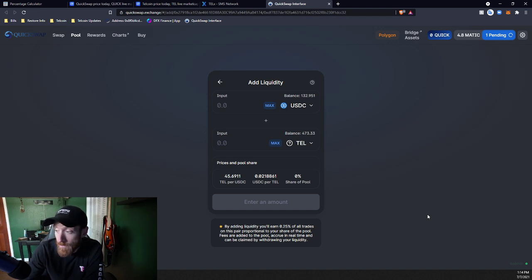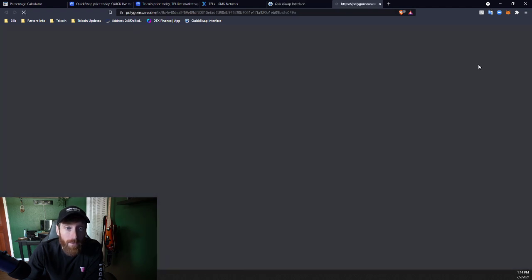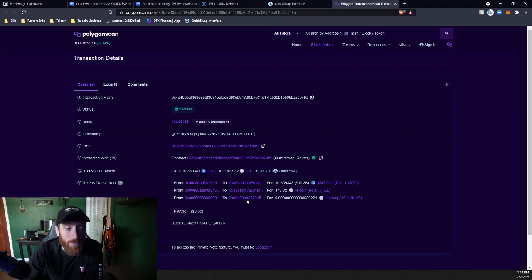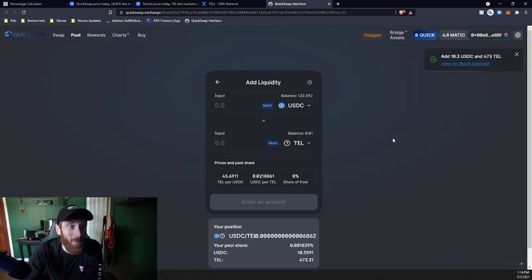It showed up on my other screen. It should show up soon on here. So that's it. That's all you have to do. And so now it's pulled over here, and we can see that, okay, we provided that liquidity. And then anytime you want to take out, you would obviously just go to your pool, and then you can just pull it out. I don't know if there is any type of fee for pulling it out.